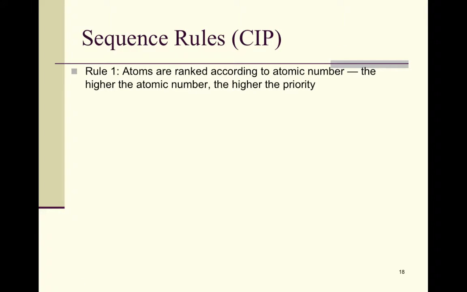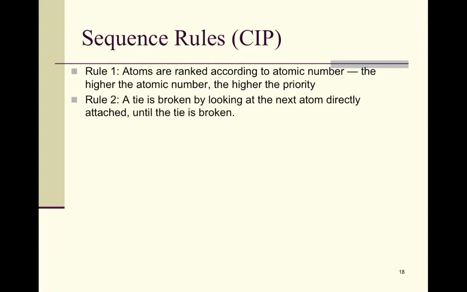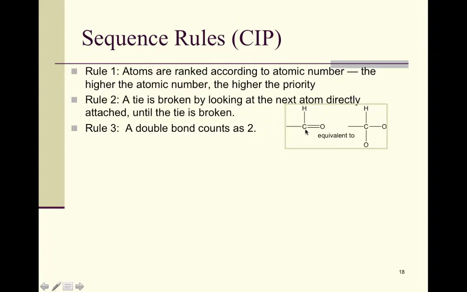The sequence rules: atoms are ranked according to their atomic number. The higher the atomic number, the higher the priority. A tie is broken by looking at the next atom directly attached until the tie is broken. If you have a double bond, it counts as 2 times the carbon. If you have a triple bond, that would be 3. An example would be this carbon double bonded to oxygen. That would be counted as 2 times the carbon. If this sounds familiar, we did do this before. We did this when we did the E and the Z, when we talked about stereoisomers using carbon-carbon double bonds.